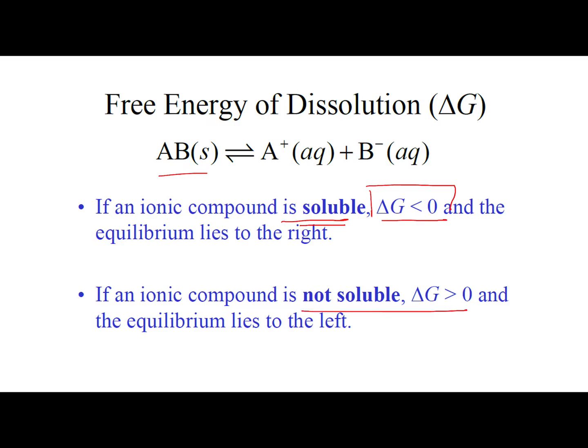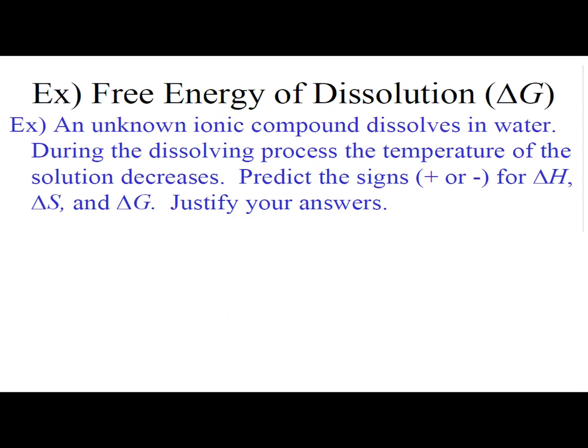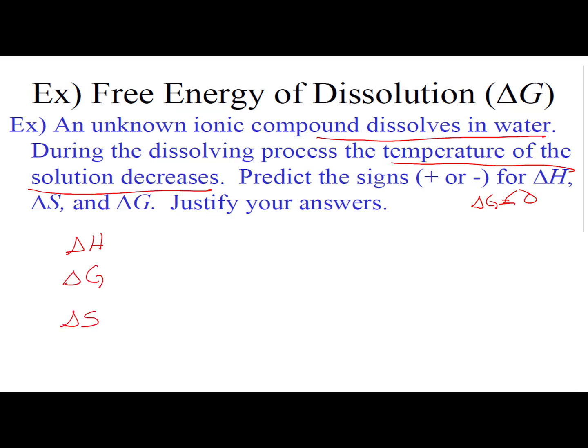If an ionic compound is not soluble, then the delta G will be greater than 0 and the equilibrium will lie to the left. So for example, an unknown ionic compound dissolves in water. That tells you probably the delta G is negative, right? During the dissolving process, the temperature of the solution decreases. Predict the signs, positive or negative, for delta H, for delta S, and for delta G.